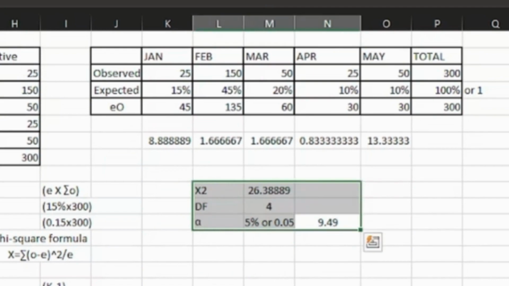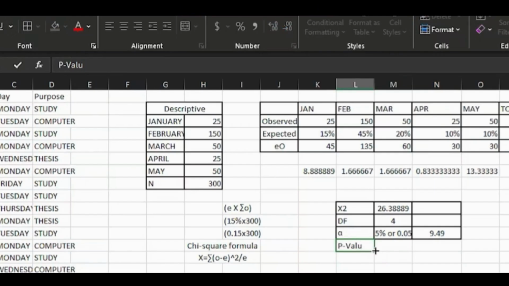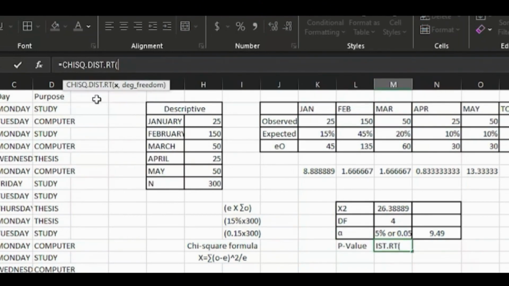But first again, let us get our p-value since it will dictate the probability of getting our chi-square result. This acts as a reinforcement that supports the hypothesis. Using the formula equals chi-square distribution of right-tailed, we can select the cell containing the chi-square result and the degrees of freedom to calculate our p-value.